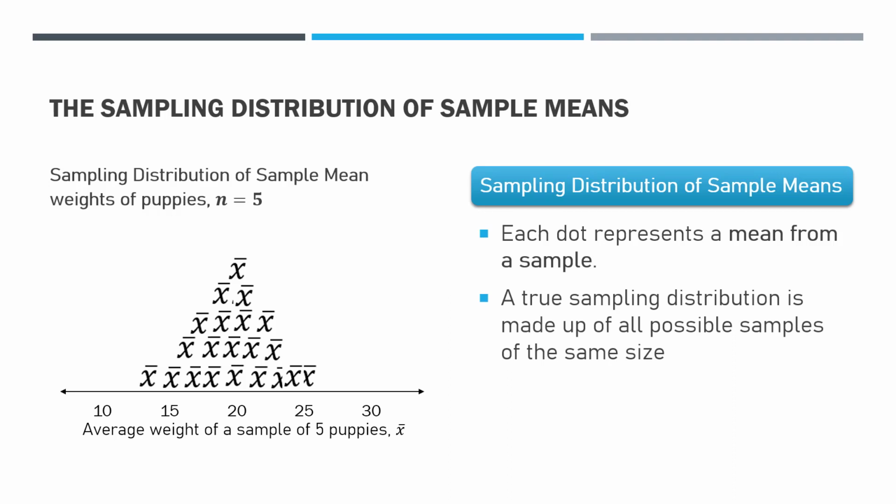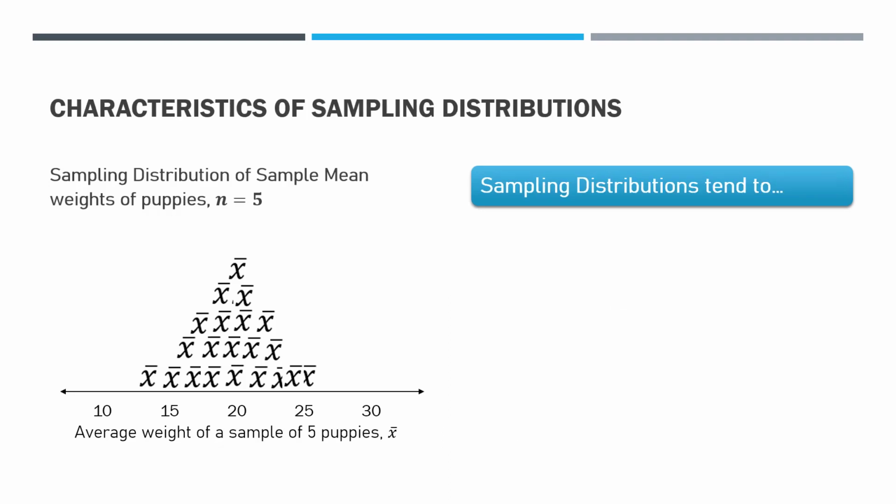Now, a true sampling distribution is actually made up of all possible samples of the same size. And in this case, that means the sampling distribution is made up of the sample average weight of all possible samples of 5 puppies. So that's a lot of averages that we could be looking at. Well, what's special about this? Well, sampling distributions happen to be very predictable. So, some characteristics of sampling distributions.